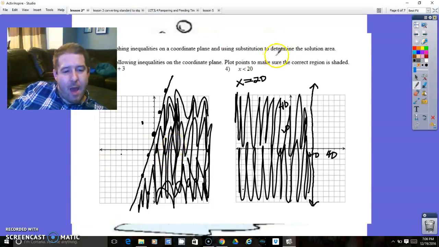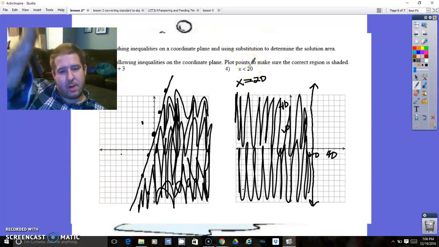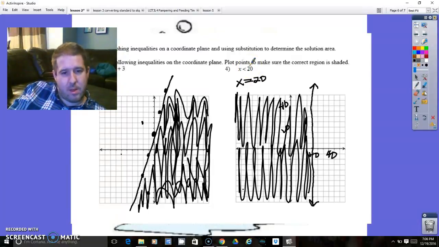The only time you're ever going to think of it as left and right is when it's not a function, which means it's a straight up and down line because it's x equals 20. Usually you don't see those very often because in a word problem that would not make sense, since you can't have multiple answers for the same thing.